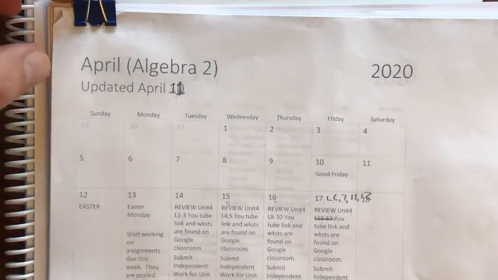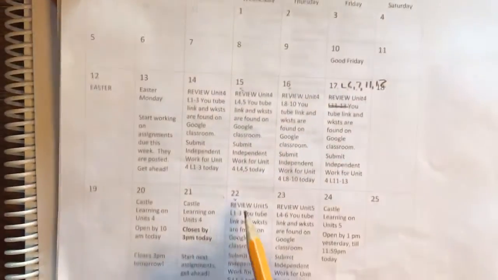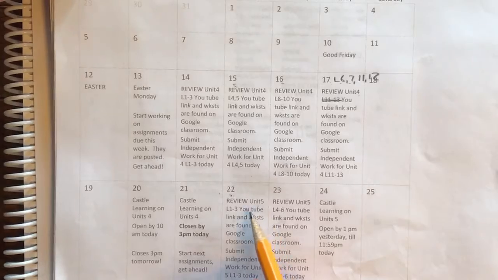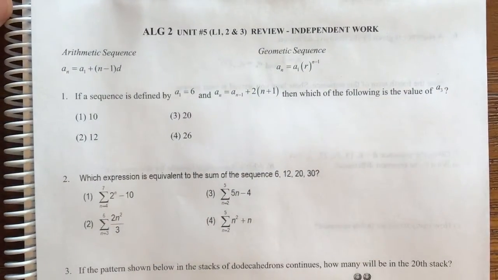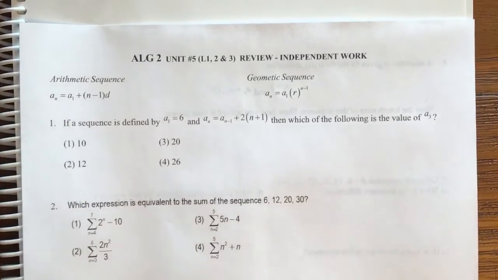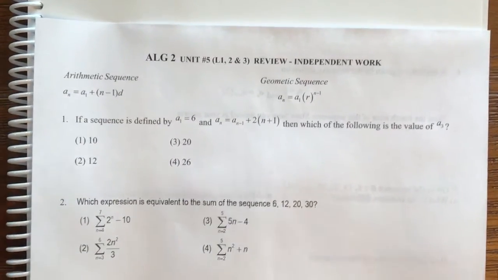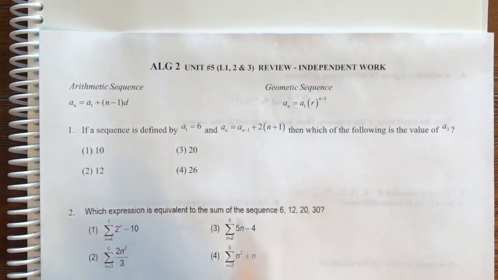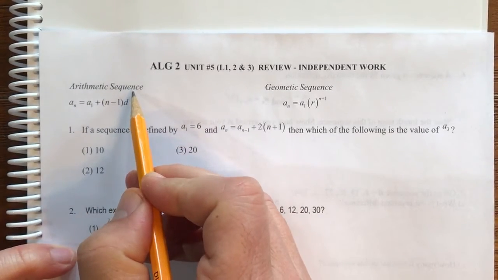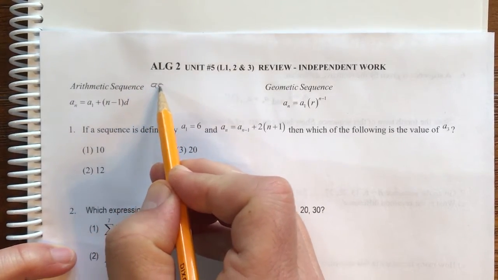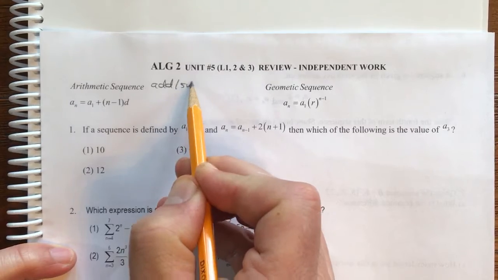Okay, Algebra 2. Today should be the 22nd, and we're starting Unit 5, Lessons 1, 2, and 3. What was Unit 5? It was sequences. So there's two basic types of sequences that we spend a lot of time on. Arithmetic, which is when we're adding, or it could be subtracting.